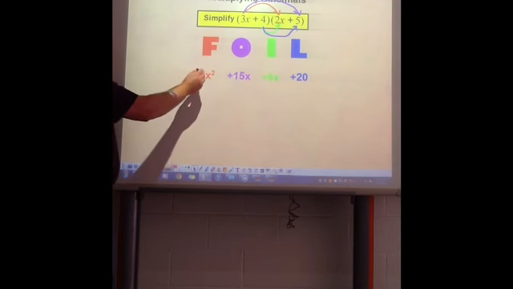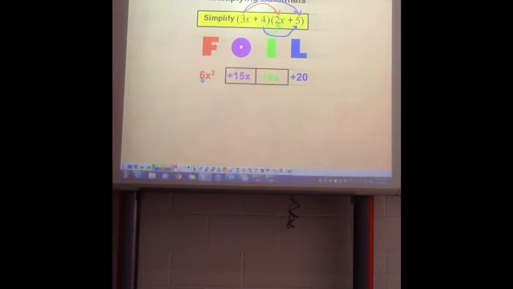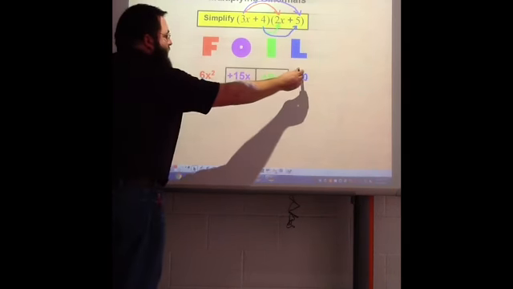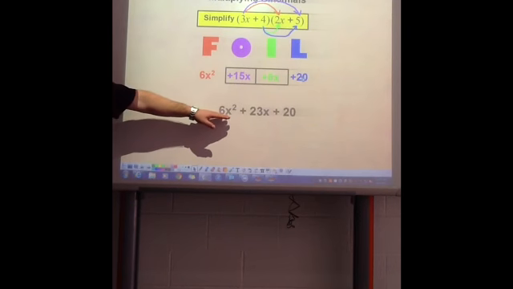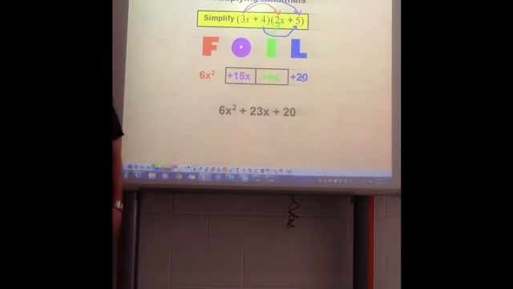We still have to combine like terms. In this case it's 15x and 8x, which together would give you 23x. And put those in standard form, 6x squared plus 23x plus 20 would be your final answer.